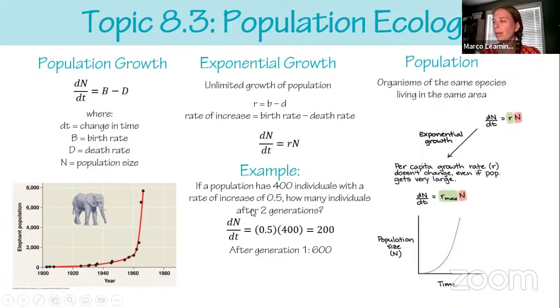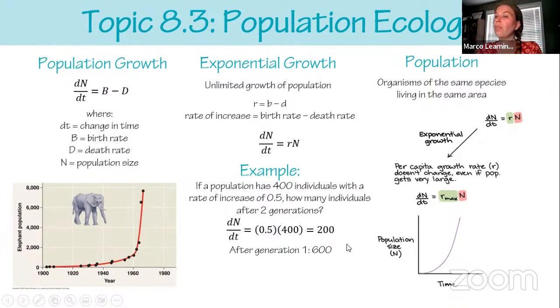So we're going to sub in where we have our r times our N, and this gives us dN over dt, or the amount of change over time. So this tells me 200. So I'm going to say, okay, well, it started out being 400. I add in the change, which was 200. So now after the first generation, I have 600 individuals.